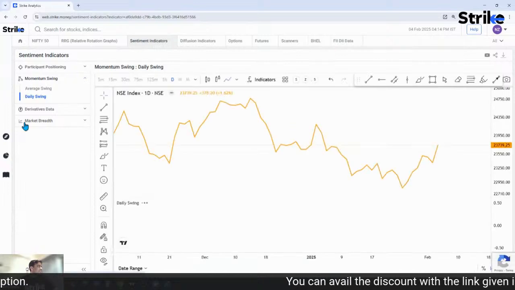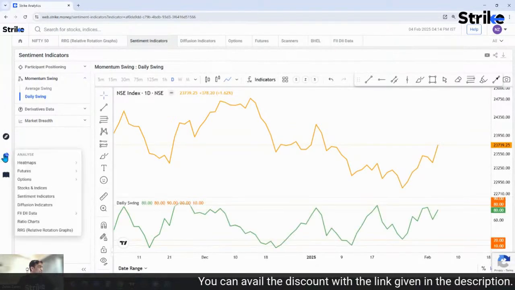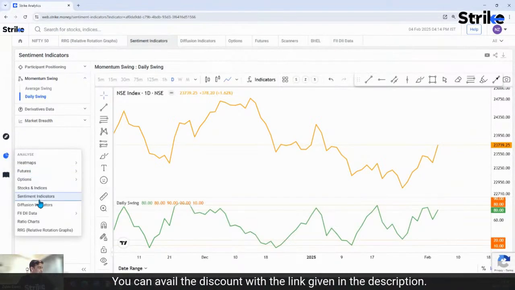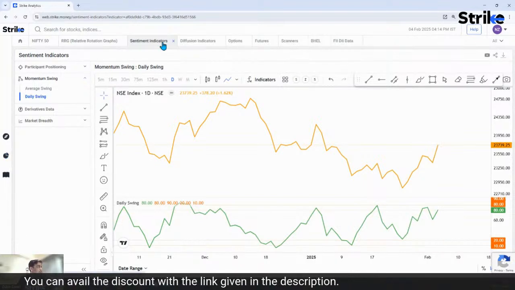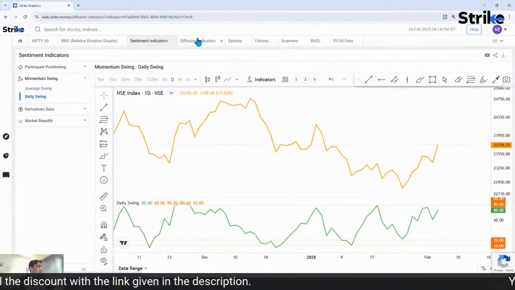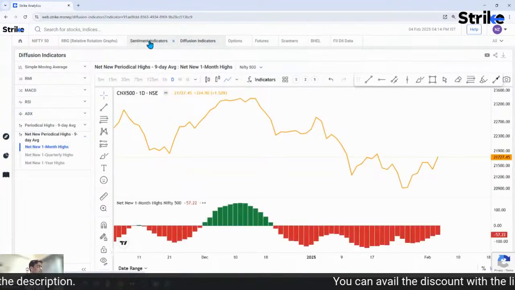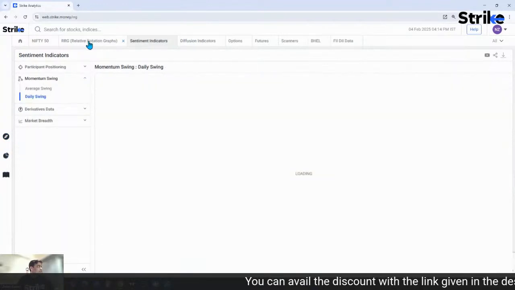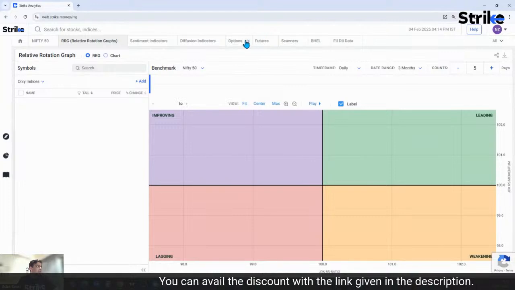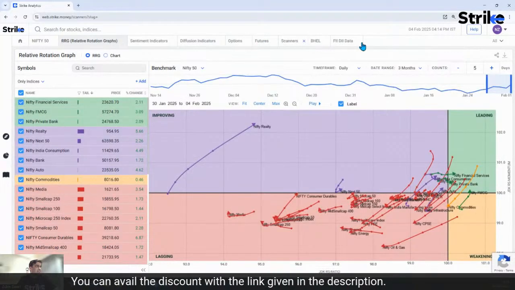So these are the sentiment and diffusion indicators. Once you open them from the left, they will remain over here as a tab, so you don't have to come here every time. You just open up tabs. You can open up RRG charts, you can open up futures, scanners.